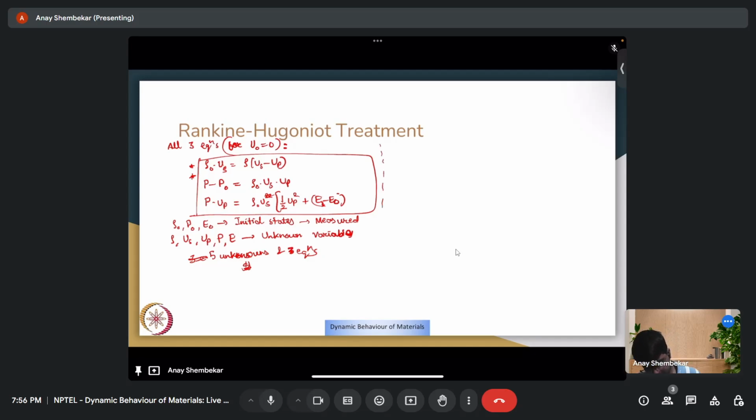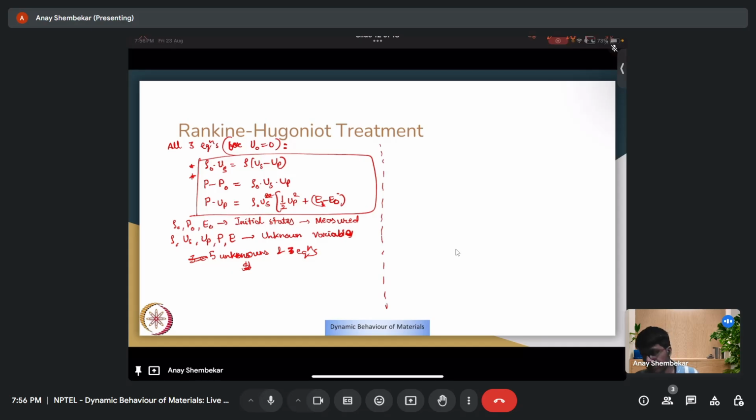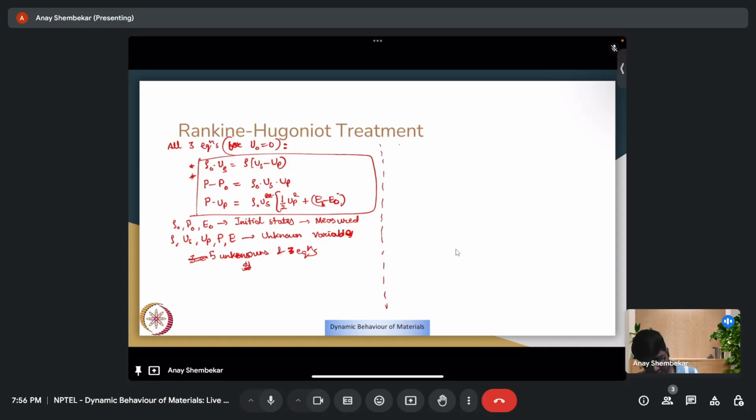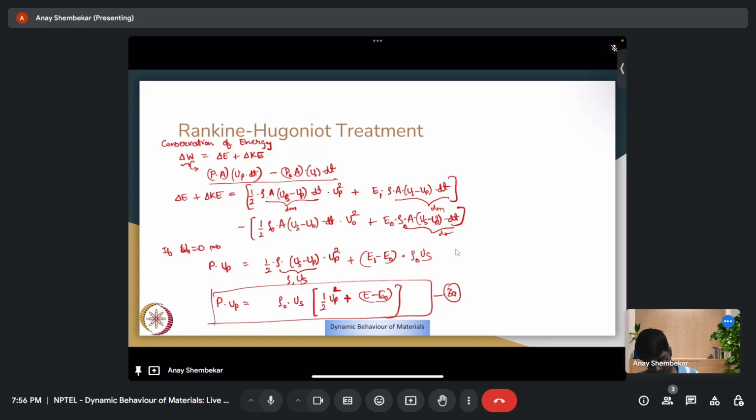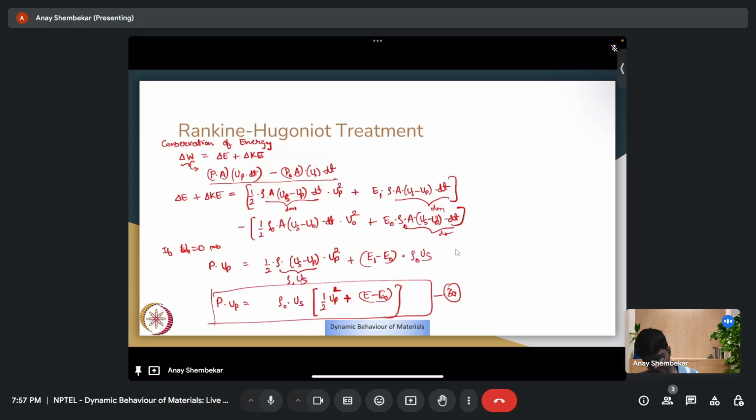We'll leave it here for now. Well, one thing we can do is rewrite our conservation energy equation as E minus E naught equal to P UP upon rho naught US minus half UP square.